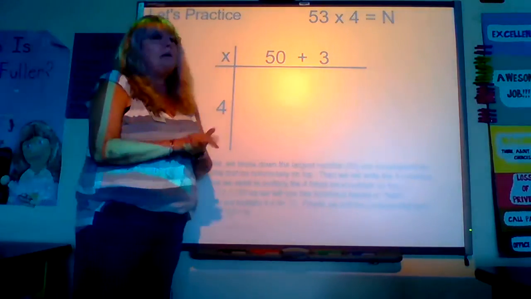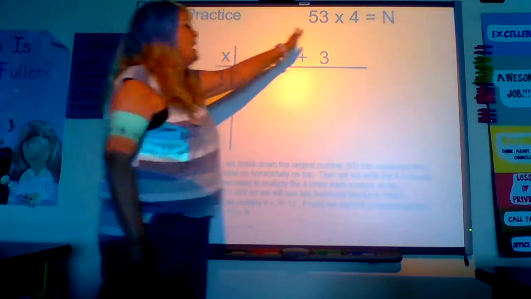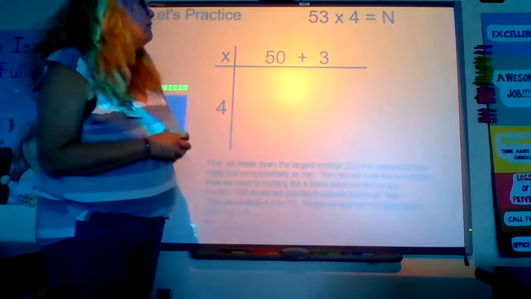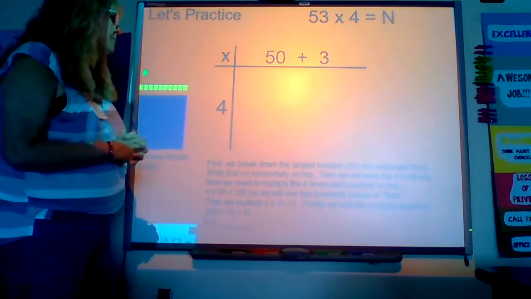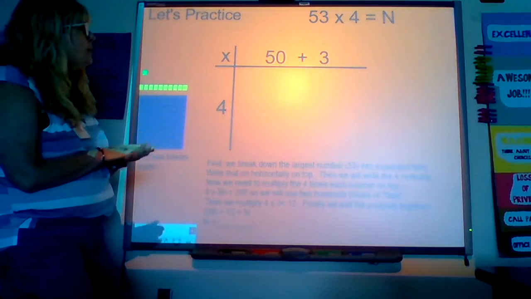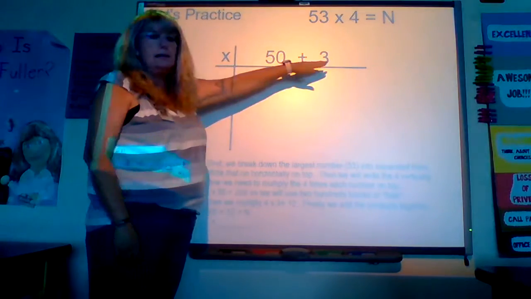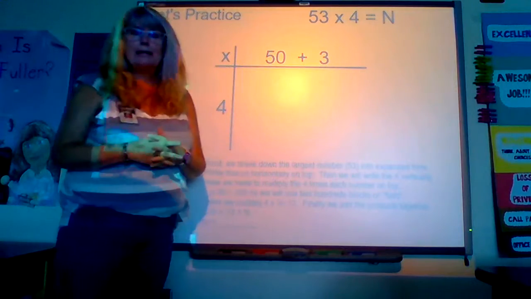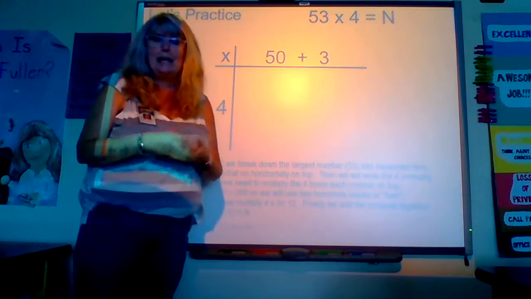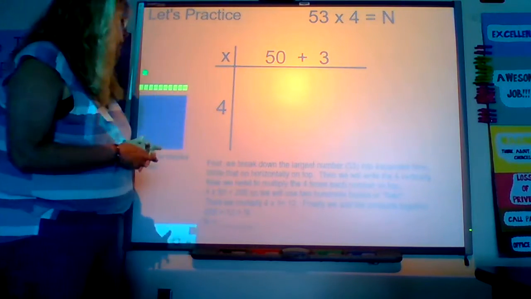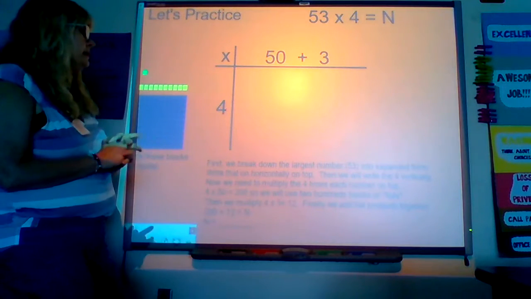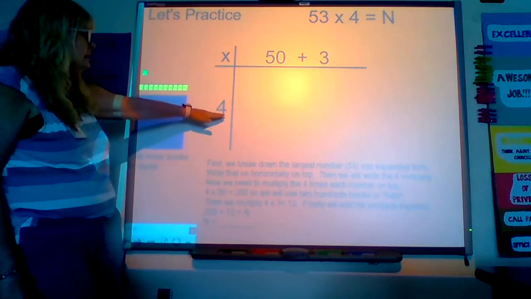Okay, basically what we did is we took the algorithm 53 times 4, and we broke 53 down. It's the largest number, and we broke it into expanded form and wrote it across the top: 50 plus 3. You want to try to break it down where one of your numbers is a multiple of 10. So write that number horizontally on top. Then we write the 4 vertically.